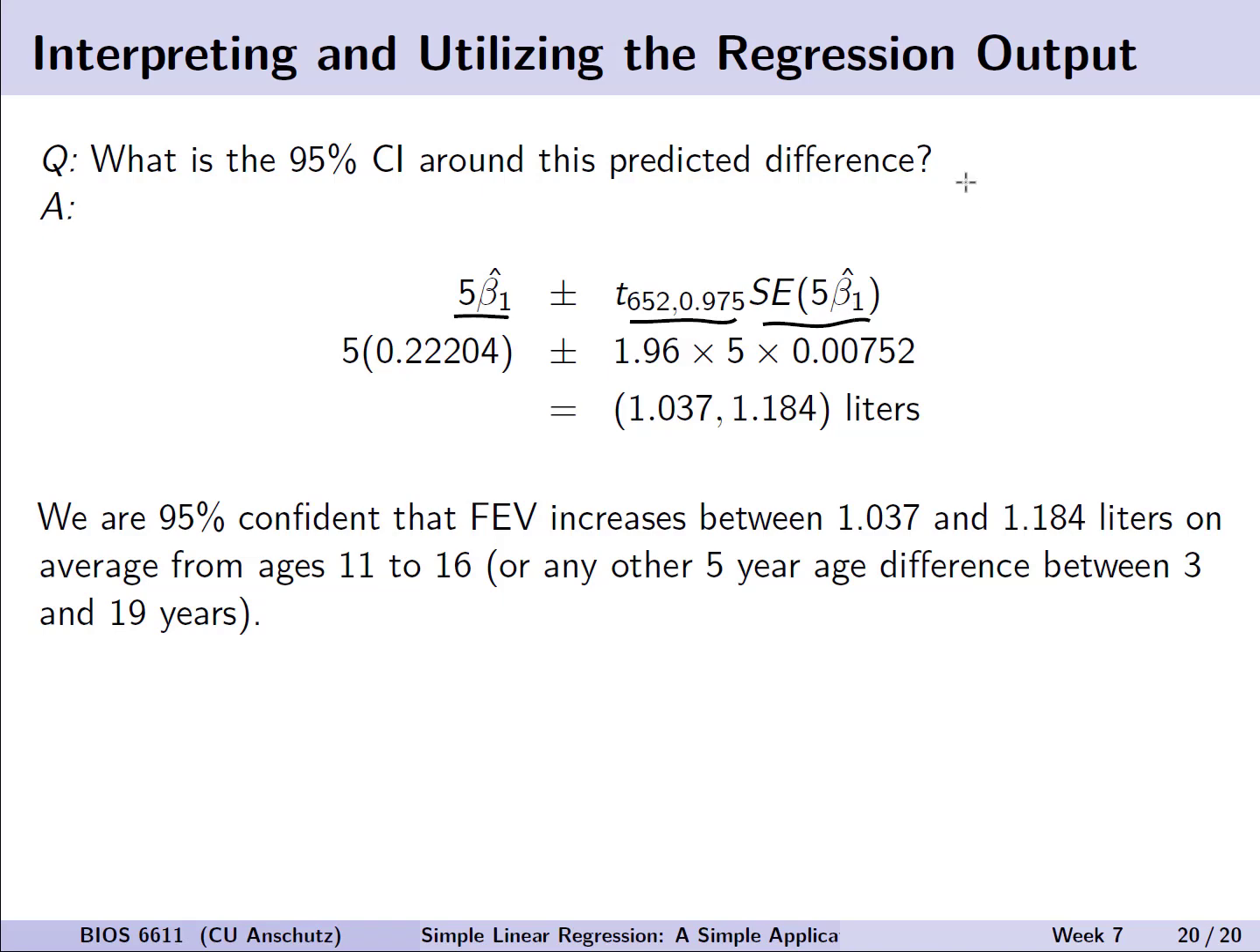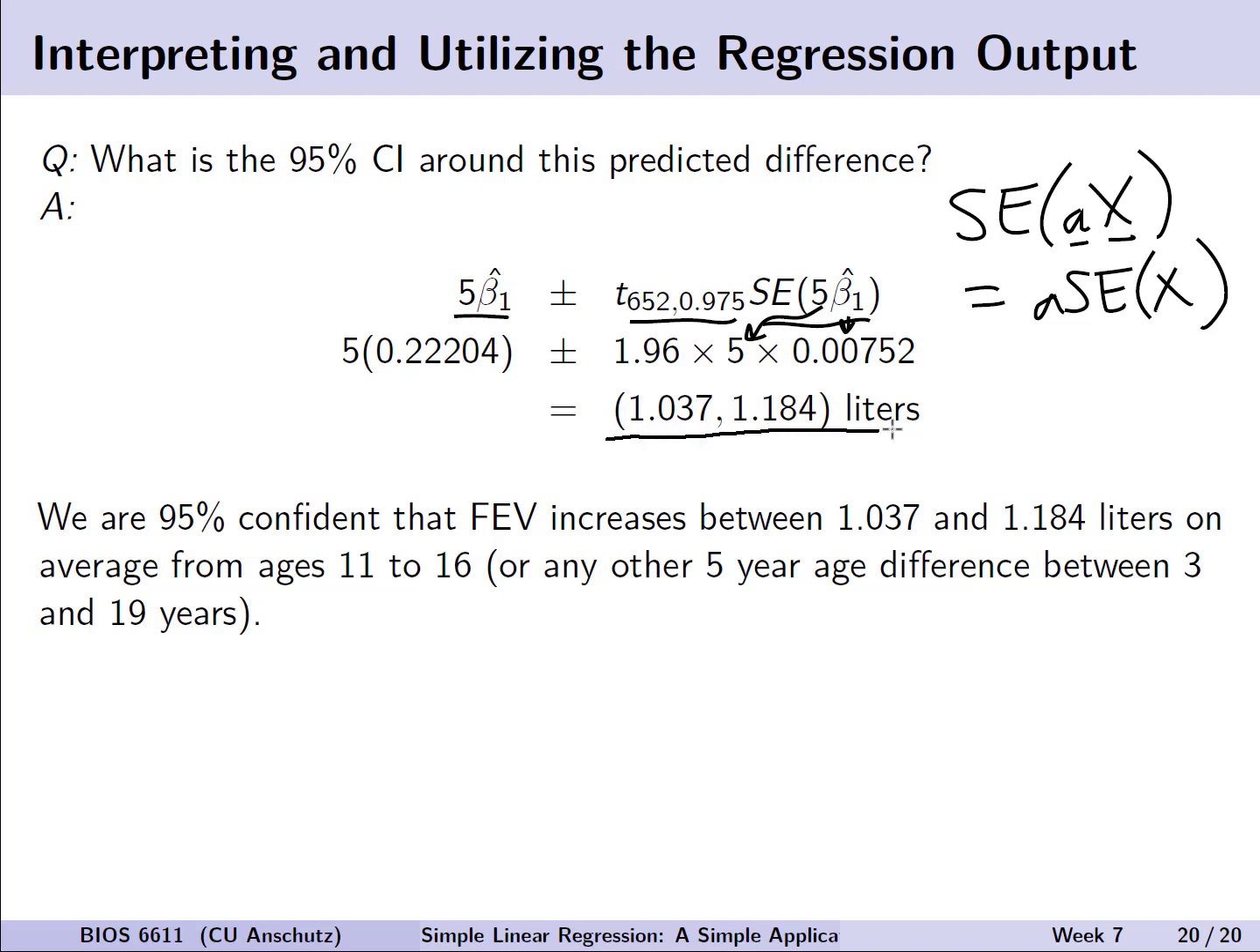Now, what we can note here, or refresh ourselves, is the property of the standard error, where if we have some coefficient a and a random variable x, we can rewrite this as a times the standard error of x, which is what we do here, where we take the 5 out and then plug in that standard error of beta 1 hat in the next line there. But crunching these numbers, we then see we have a 95% confidence interval around that difference of 1.037 to 1.184 liters. Or in other words, we are 95% confident that FEV increases between 1.037 and 1.184 liters on average for ages 11 to 16.